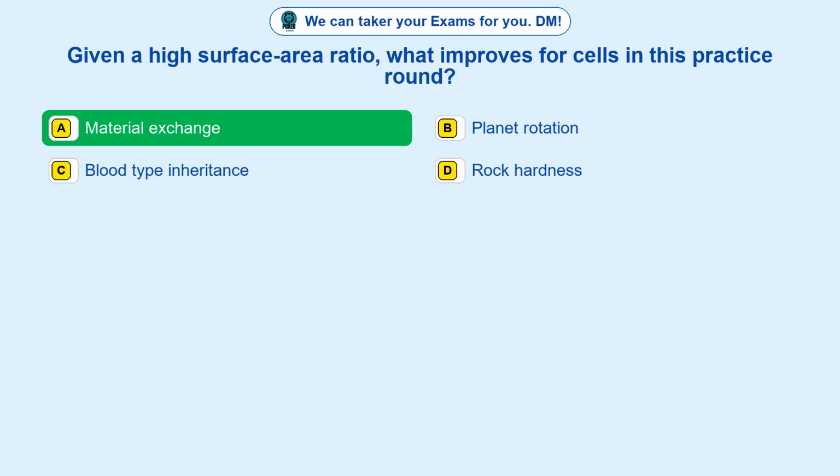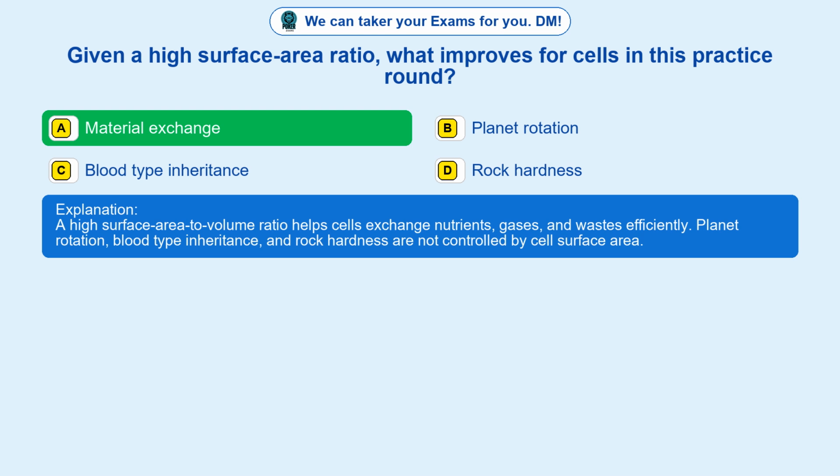Material exchange. A high surface area to volume ratio helps cells exchange nutrients, gases, and wastes efficiently. Planet rotation, blood type inheritance, and rock hardness are not controlled by cell surface area.